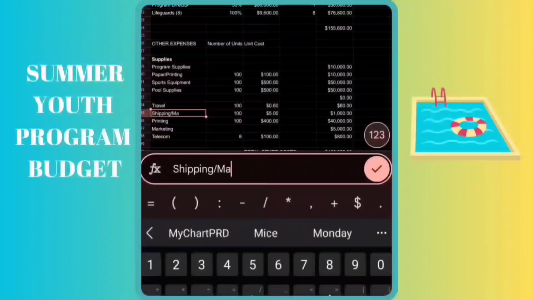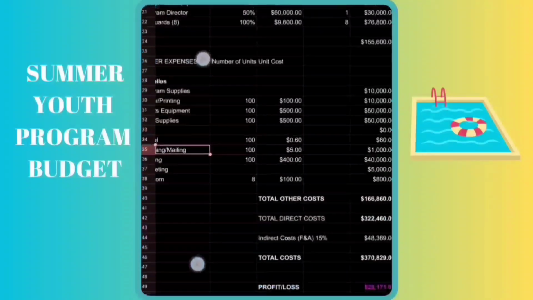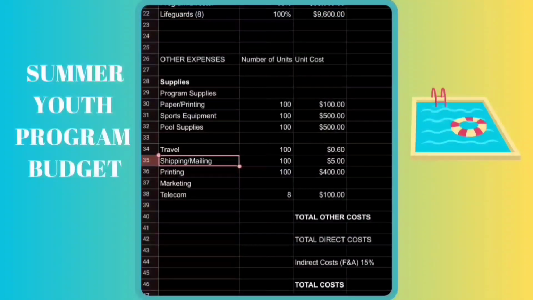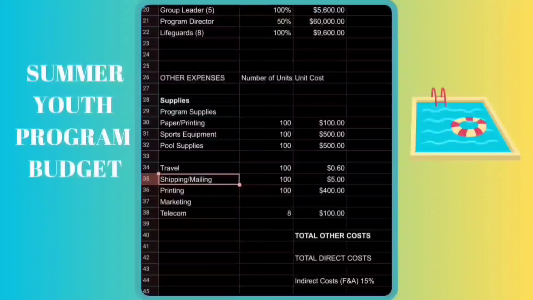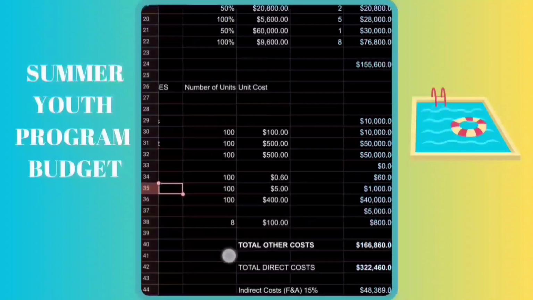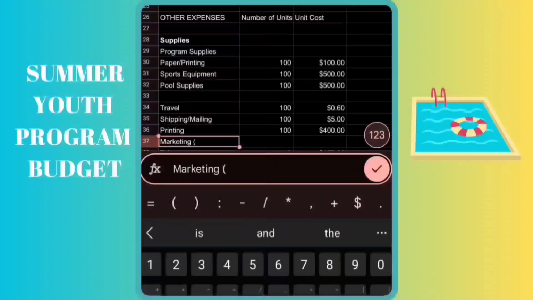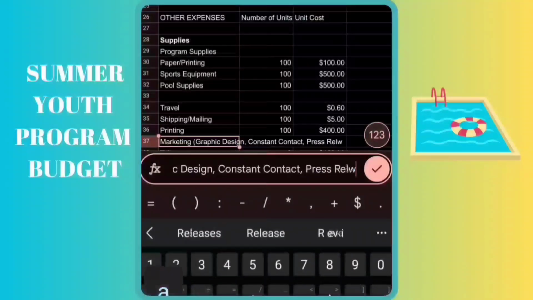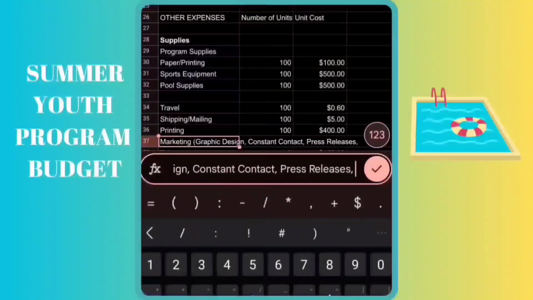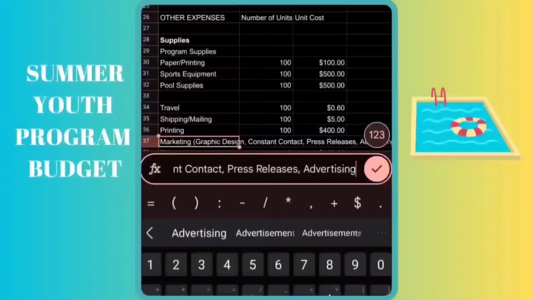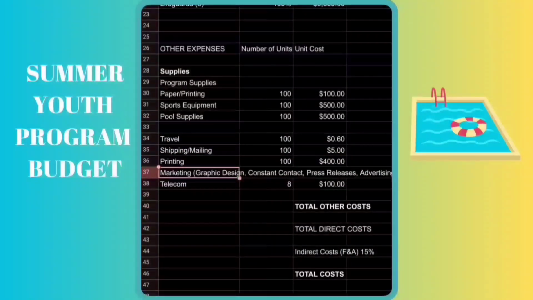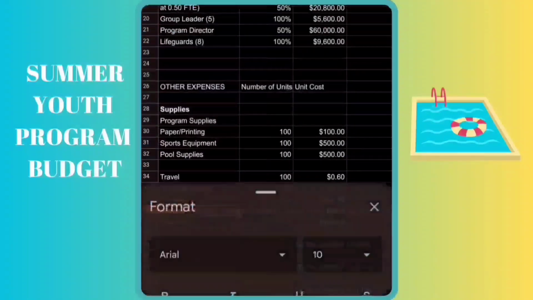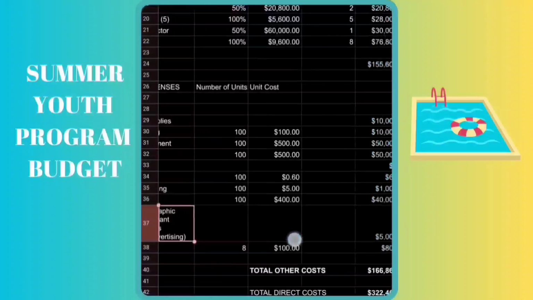Maybe the shipping costs are a little high, shipping and mailing. And now we've done our units, just about all the units, as the number of children and cost per child. That's how we've set this one up. And we're going to explain, in this case, constant contact email, graphic design, press releases, what types of marketing expenses there are. This can also be explained on the budget justification. We're going to format this cell, wrap text.